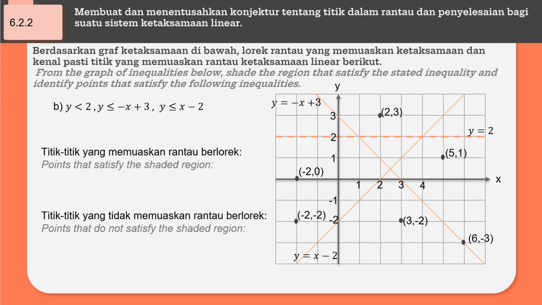Okay, so let us do B. I think this one is the same thing. We still have y less than 2. This one still the same, and then the third inequality still the same. But what is the difference from this question is the second inequality. Why is that so?